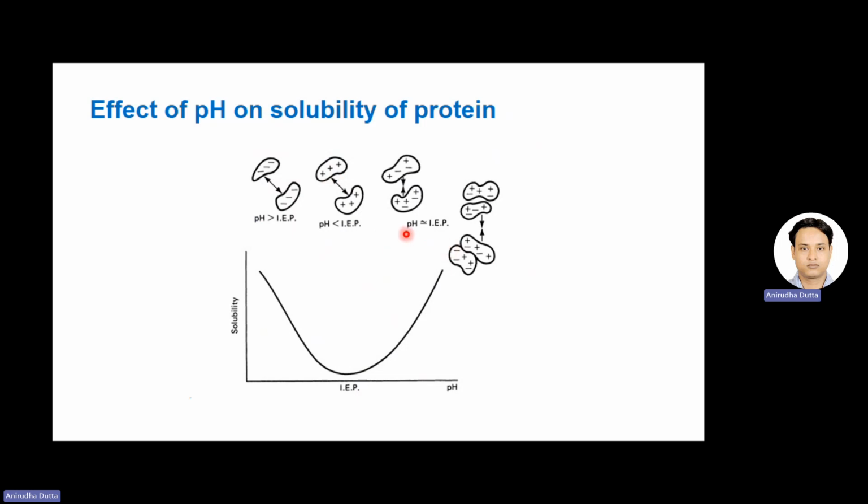if the pH is exactly the same as the isoelectric point, then the protein would have a net charge of 0. That means there would be no charge repulsion. Instead, what would be there? Hydrophobic and the rest of the other interactions, and that would form aggregates, and then the protein would precipitate. So our aim would be to keep the protein away from the isoelectric point. That would make the protein more soluble.